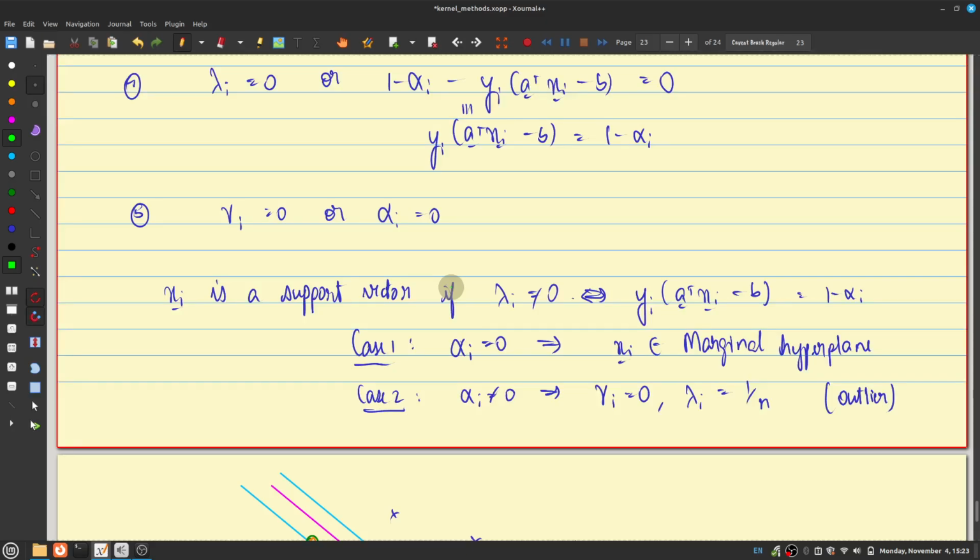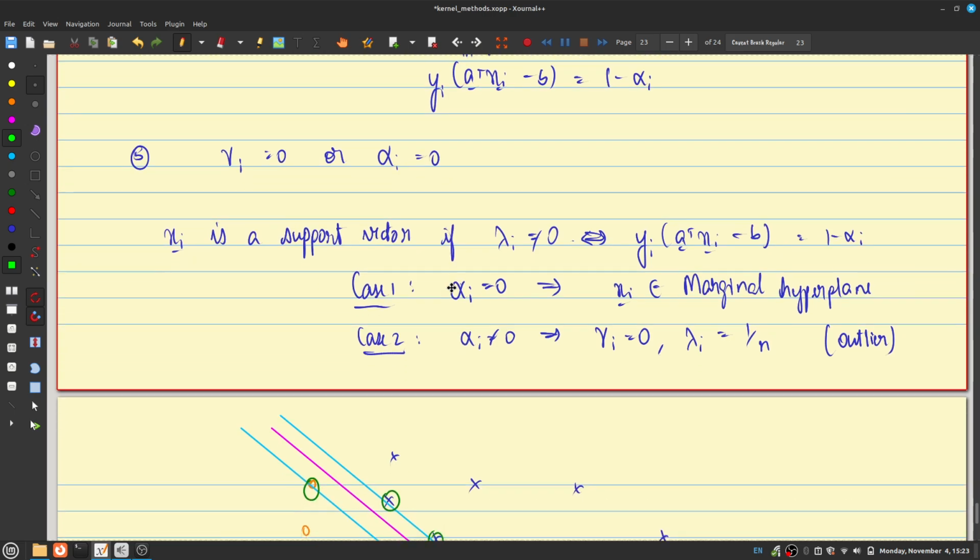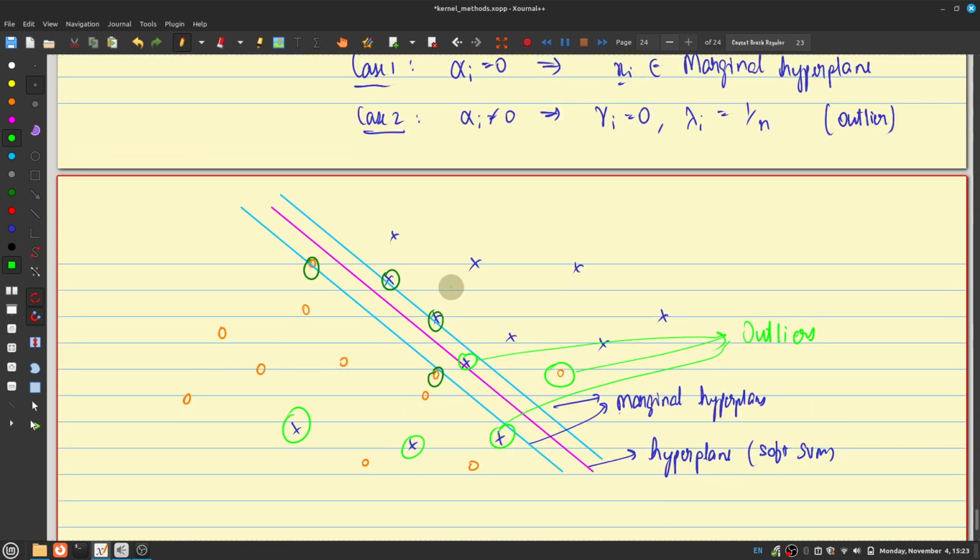Any other questions? If alpha equals 0, then it lies on the marginal hyperplane. Yeah, it's a support vector that lies there. Which one? The misclassified points, alpha is going to be greater than 1.